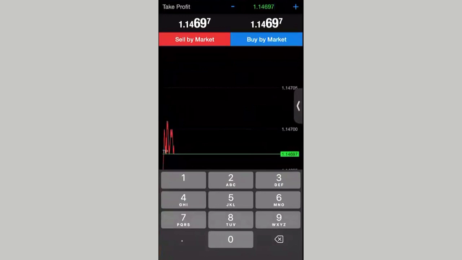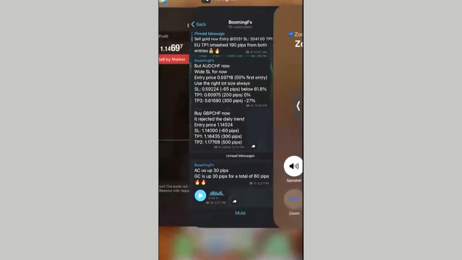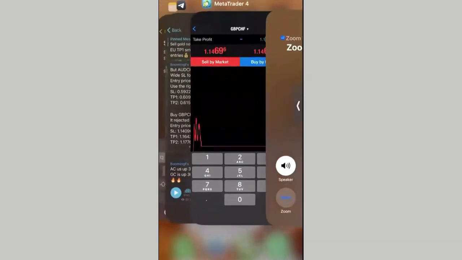And then for your take profit, it's your TP. So usually Mino has two TPs, which is your first take profit and your second take profit, right? Your first take profit is a little less than the second one. So it all depends on how long you're okay with holding your trade for. So for instance, I'm okay with going the full 500 pips. So I'm going to go with that, which is, I'll go ahead and delete that, 1.17768.